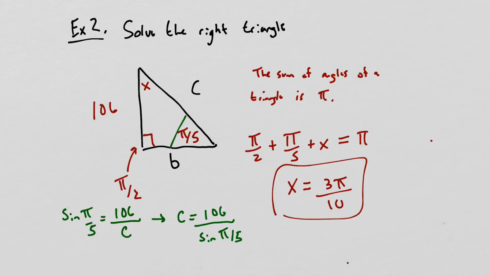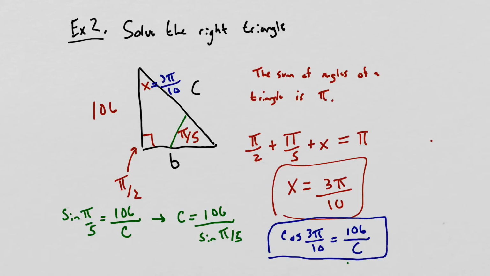Since we already found that x is equal to 3 pi divided by 10, we can also see that the cosine of 3 pi divided by 10 is equal to the adjacent side, 106, also divided by c. So this would be an alternate way to find what c could be. We'd either use sine or cosine, but we'll stick to this first one here. So let me go ahead and copy some of this information and bring it to the next page.